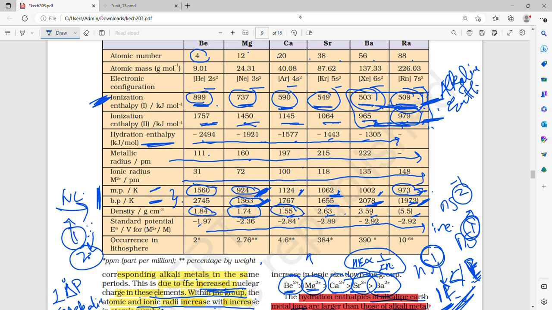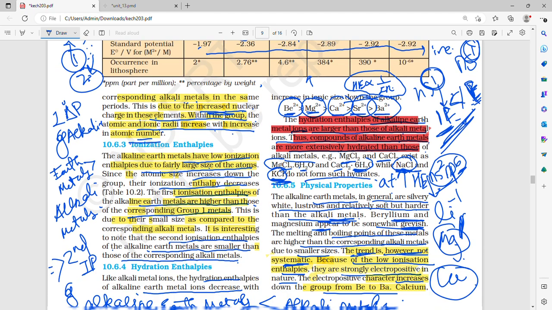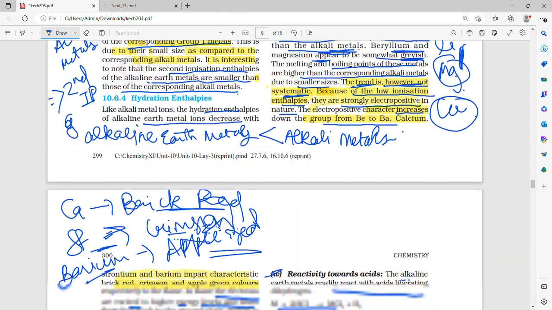Standard electrode potential, occurrence in atmosphere, parts per million.